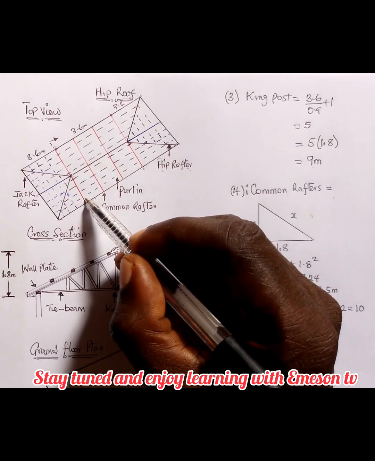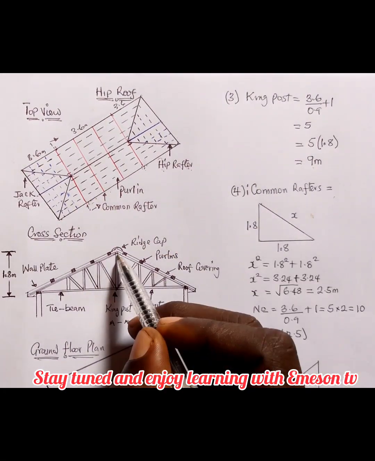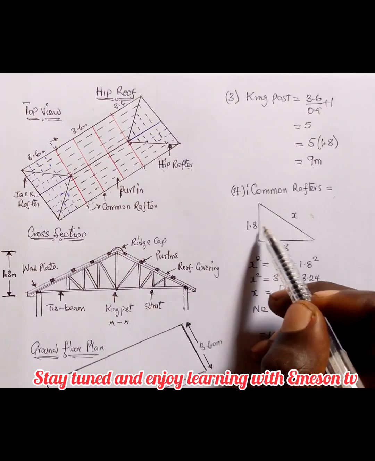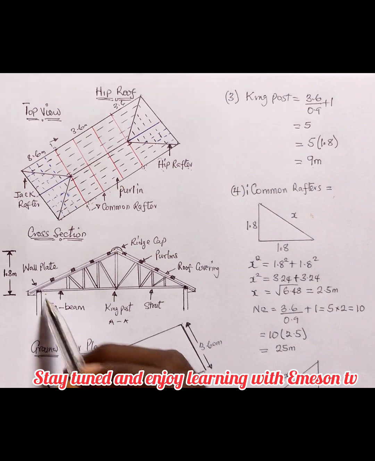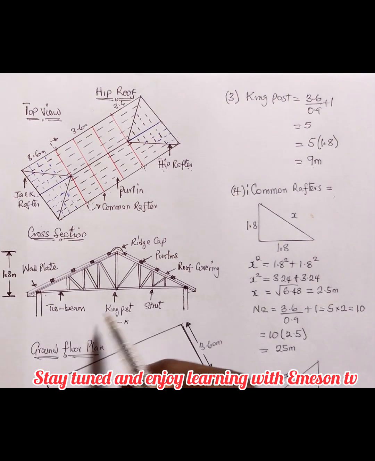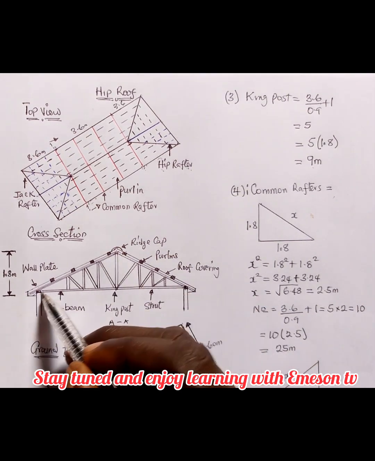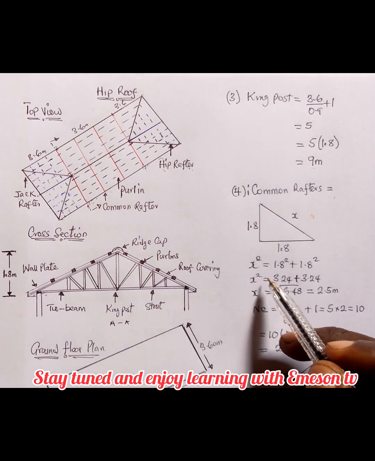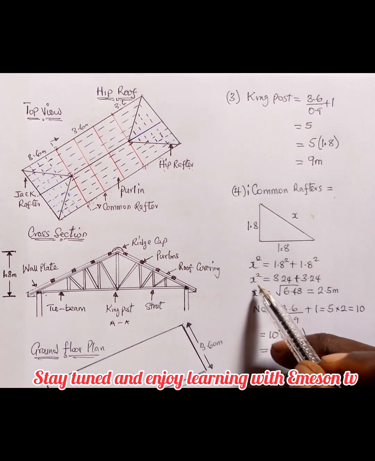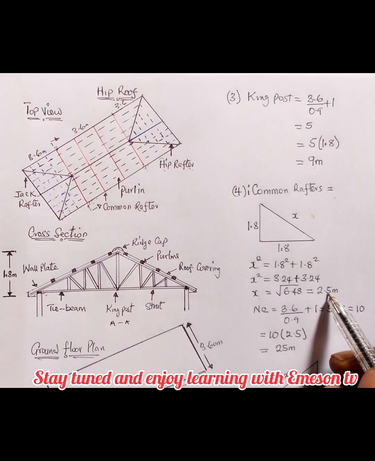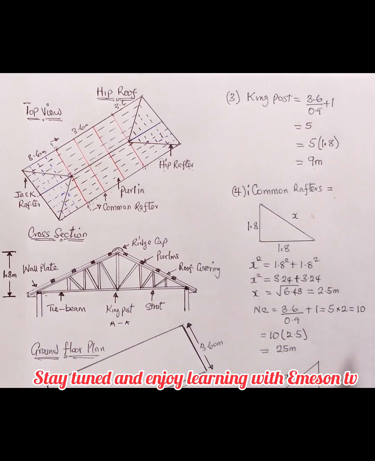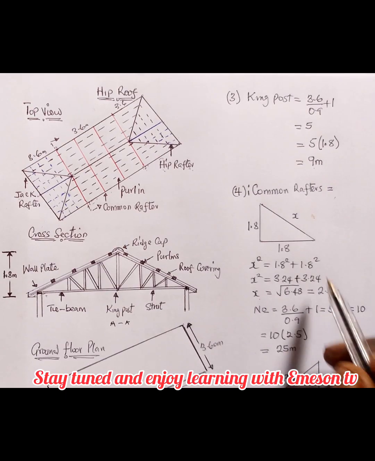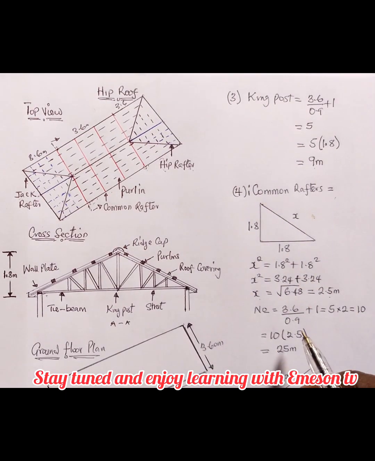So let's start with this first. Let's use this cross section to get our common rafter. From here to here is 1.8. From here to here is half of the span of our plan, which is what? 1.8 also. So we're looking for this one, which is this x. I'm using Pythagoras theorem to get x. So when you solve it out, you have your x to be 2.5. It means from this point to this point is 2.5. So having gotten 2.5, now we have gotten the length from here to here. So let's get the total number. What then will become the total number of our rafters?